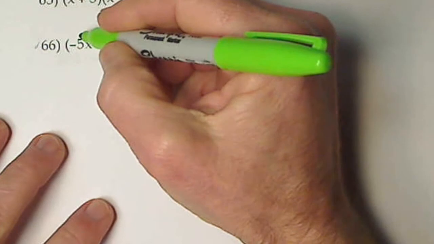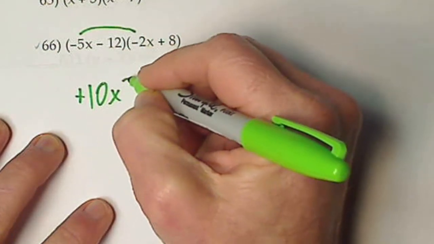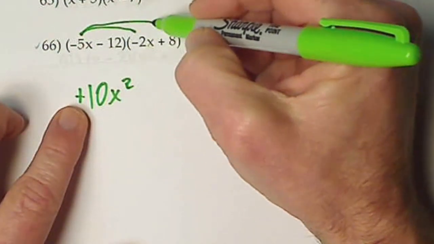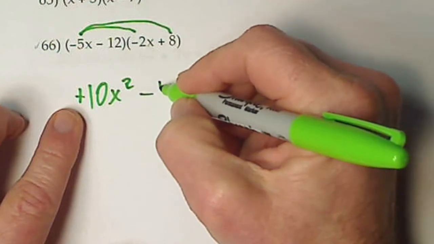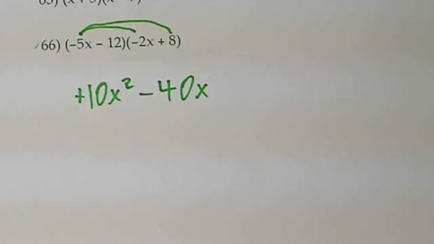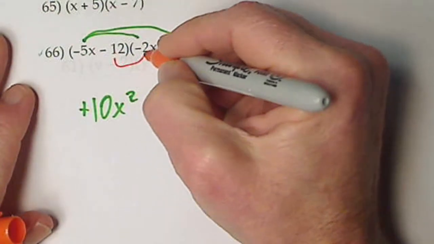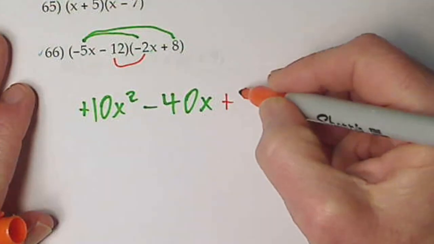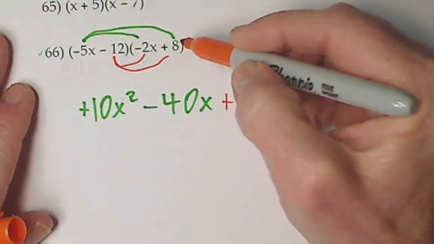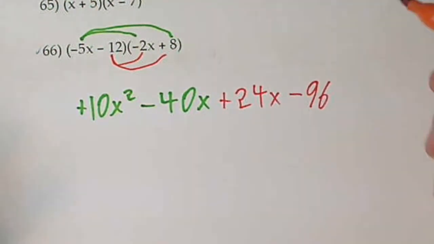So you have negative 5x times negative 2 is positive 10x squared. I probably didn't need that positive sign. Negative 5x times positive 8, negative 40x. All right, and then you got to come back and make sure your negative 12 hits each term. So negative 12 times negative 2x is plus 24x. And then finally negative 12 times positive 8, negative 96.